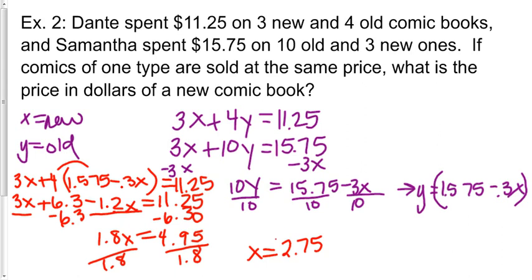Okay, so if we go back and read the problem, we're asked to find the price of a new comic book. I don't need the ordered pair x, y. I don't need to know what y is because we weren't asked the price of an old comic book. We were just asked the price of a new comic book. And that's exactly what x represents for us. So the answer is simply $2.75. And we're done with that one.